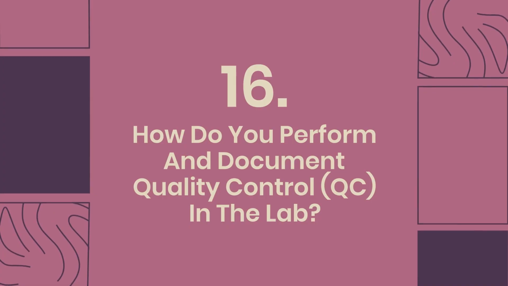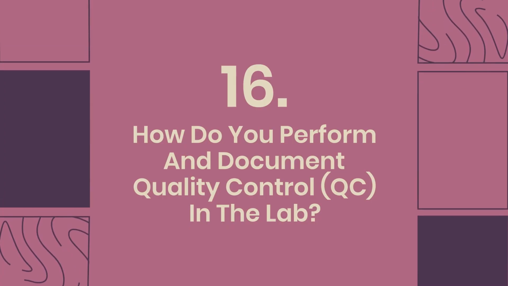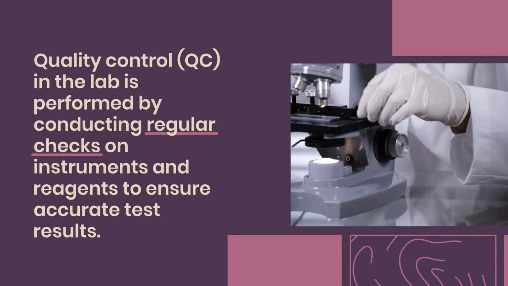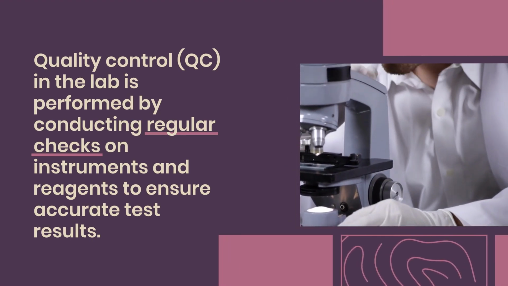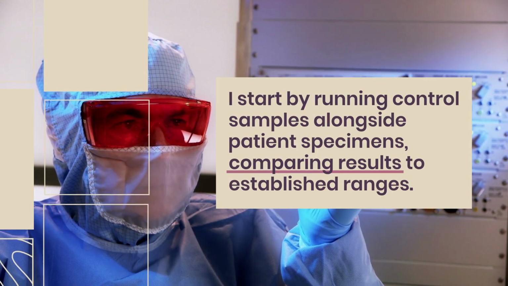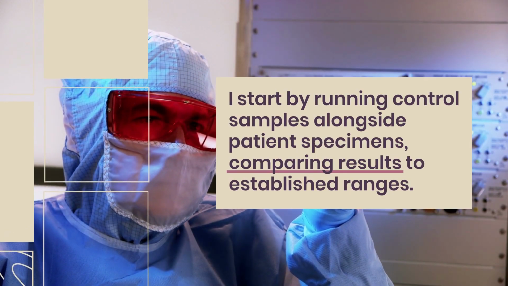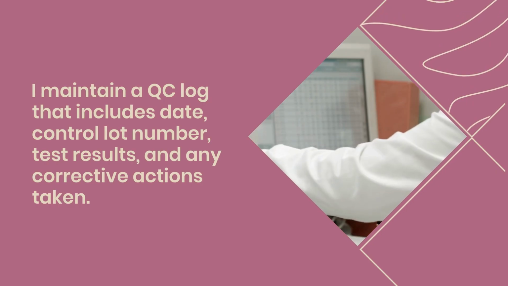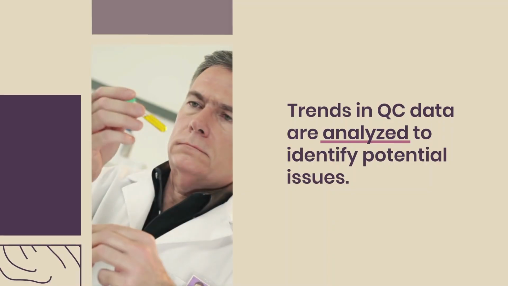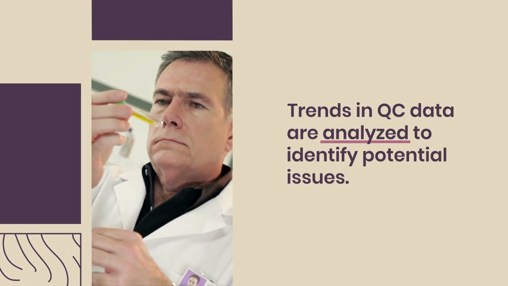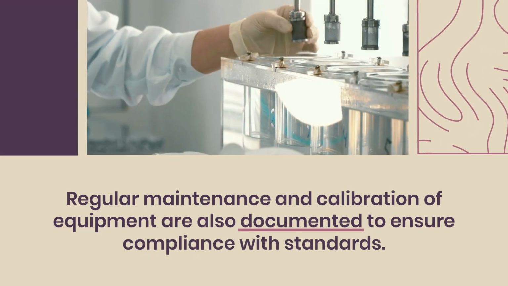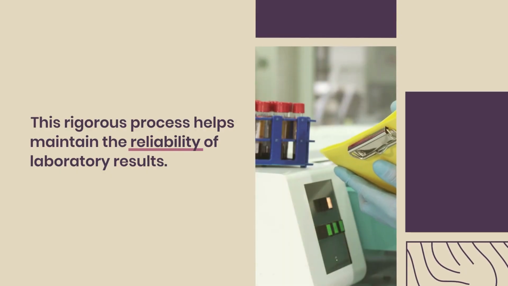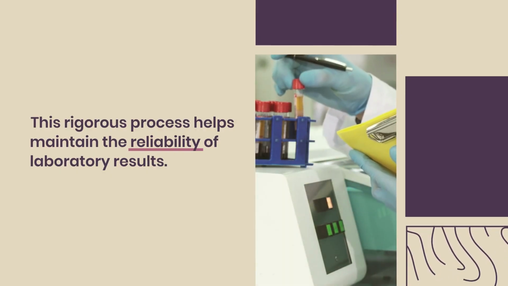16. How do you perform and document quality control, QC, in the lab? Quality control, QC, in the lab is performed by conducting regular checks on instruments and reagents to ensure accurate test results. I start by running control samples alongside patient specimens, comparing results to established ranges. I maintain a QC log that includes date, control lot number, test results, and any corrective actions taken. Trends in QC data are analyzed to identify potential issues. Regular maintenance and calibration of equipment are also documented to ensure compliance with standards. This rigorous process helps maintain the reliability of laboratory results.